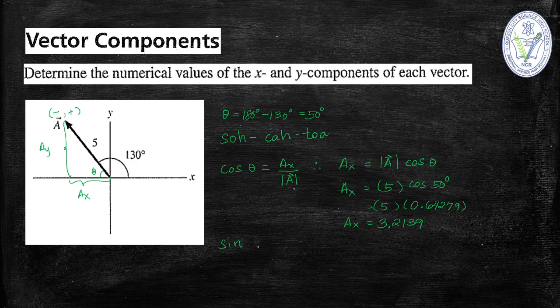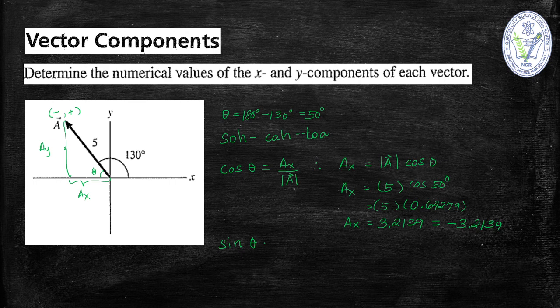Okay, but before we proceed with the y component, let's be mindful that the x component is lying on the second quadrant, so therefore it should be written as negative 3.2139.